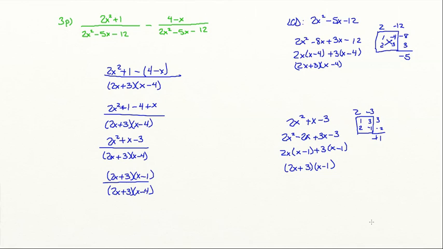Is there anything we can reduce? 2x plus 3 is in the numerator and the denominator. X minus 1 is only in the numerator, not the denominator. Okay, so our answer is going to be x minus 1 over x minus 4.